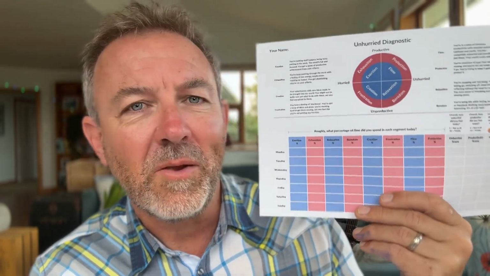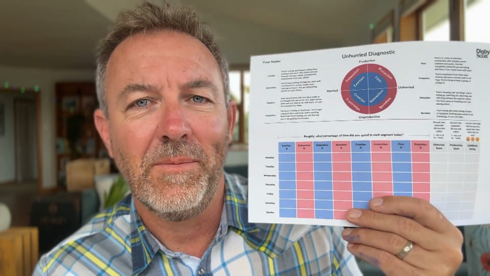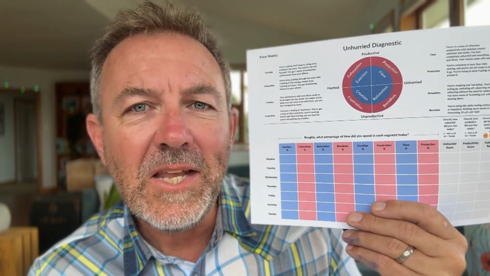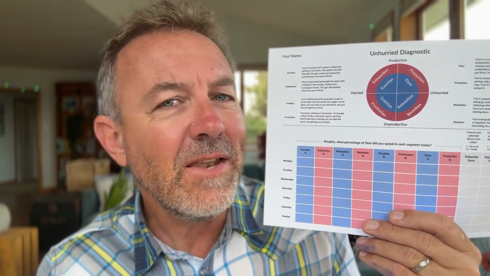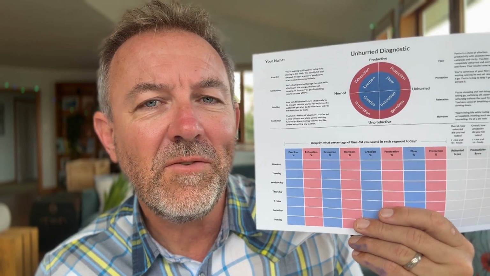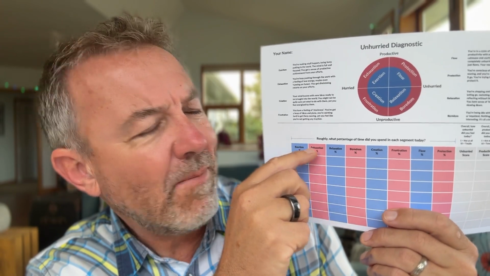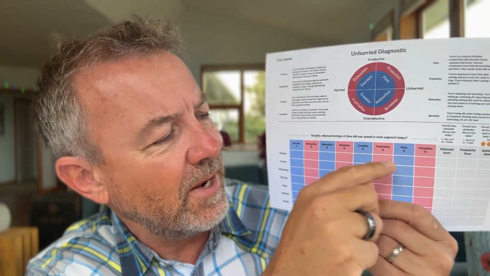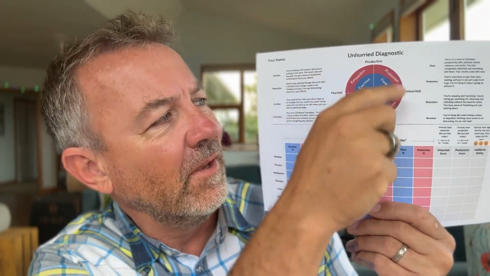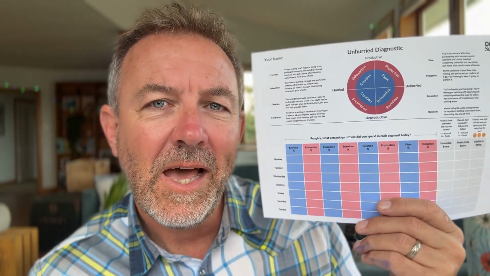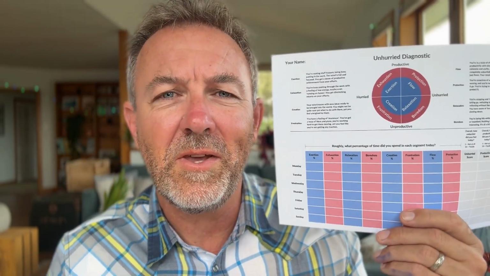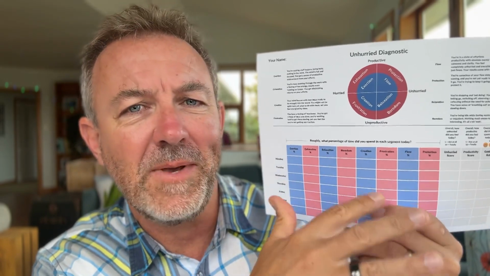So, you print this off, click the link below to get a download of this. And then at the end of each day, just spend a few minutes reflecting on your day and completing how much percentage of time you spent in each of the 8 areas, the blue and the red. You don't have to be super accurate. Just go with your gut feel.